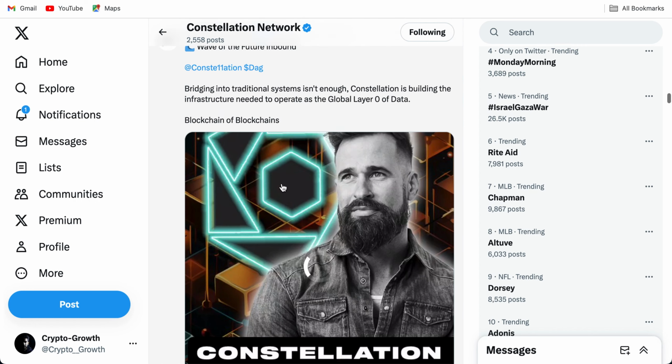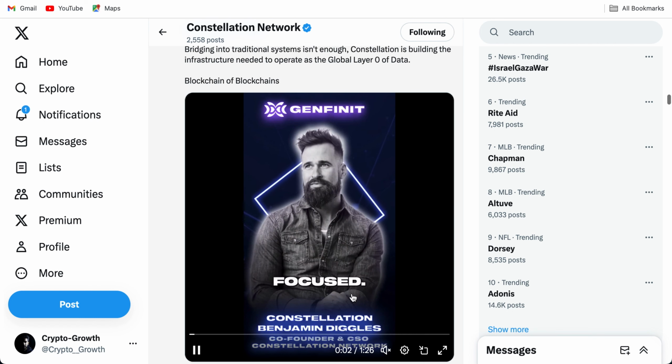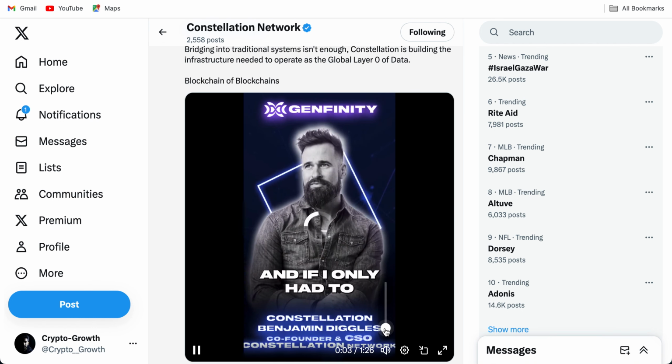Constellation connecting everything. Bridging the traditional systems isn't enough. Constellation is building the infrastructure needed to operate as the global layer zero of data.